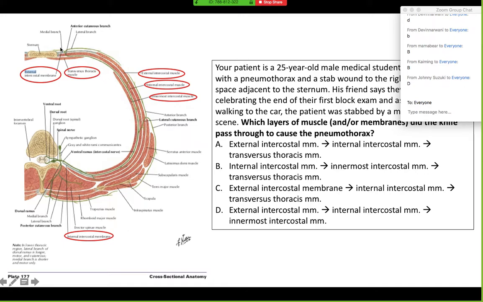Now, this picture should help you understand that depending on, say, if you're stabbed or if you just point to a region of the thoracic wall, the layering of the muscles is going to be different depending on where each layer stops and starts. So when you look at this question, pay attention to this picture, and that should help you out.